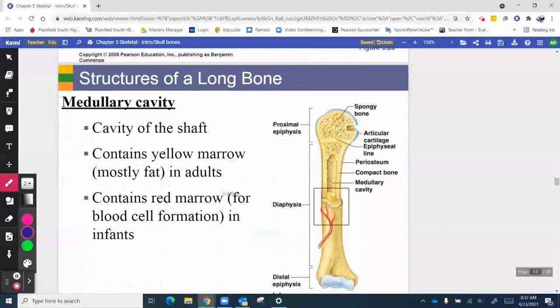Right. We also have what's referred to as the medullary cavity. This is simply the cavity that's in the shaft. The big thing here is that it contains both yellow as well as red marrow. So yellow marrow mostly in adults, and then the red marrow mostly in younger individuals. But there's this basic shaft.